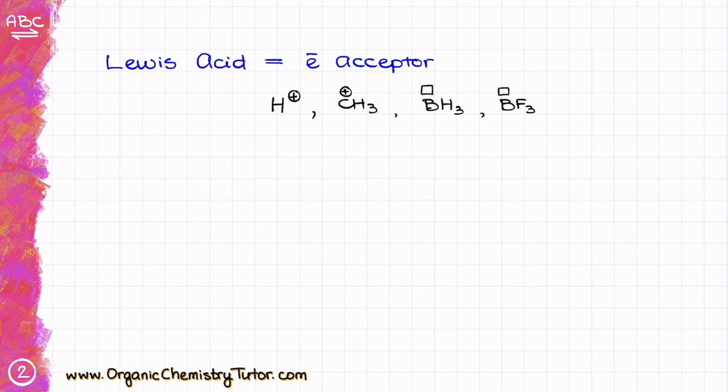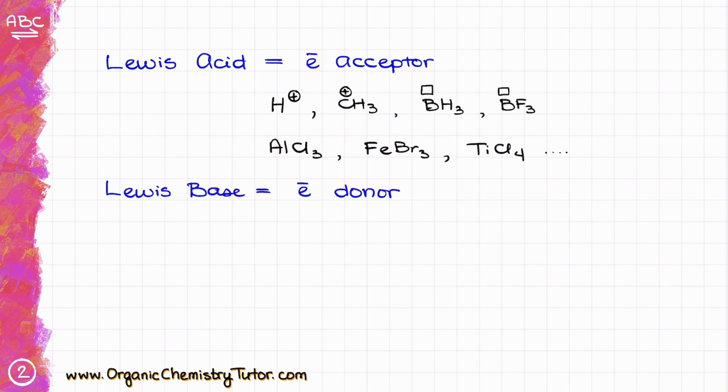We're also going to see Lewis acids that have metals as a core, so something like aluminum chloride, AlCl3, or iron bromide, FeBr3, or titanium chloride, TiCl4, etc. So whenever we have a metal which can potentially accept electrons onto its d orbital, that can serve as a Lewis acid as well. On the contrary, a Lewis base is something that's going to be donating the electron density.